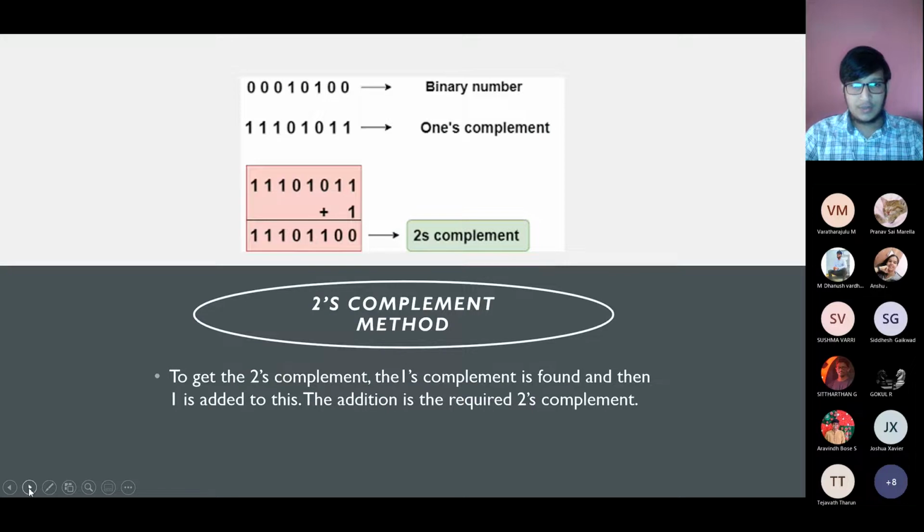So what is the 2's complement method? To get the 2's complement, we find the 1's complement of the number and add 1 to that. For example, we have the binary number 0001 0100. The 1's complement will be 1110 1011, and we add 1 to that. So we get 1110 1100. This is the 2's complement of the number. Next slide.